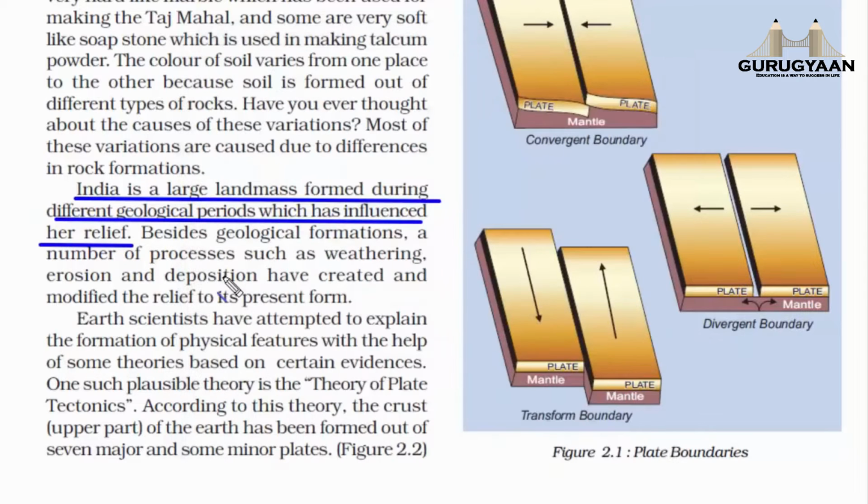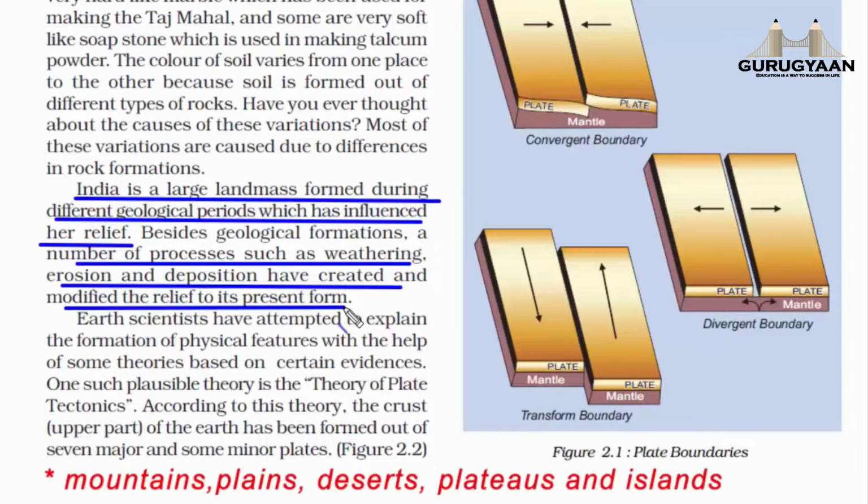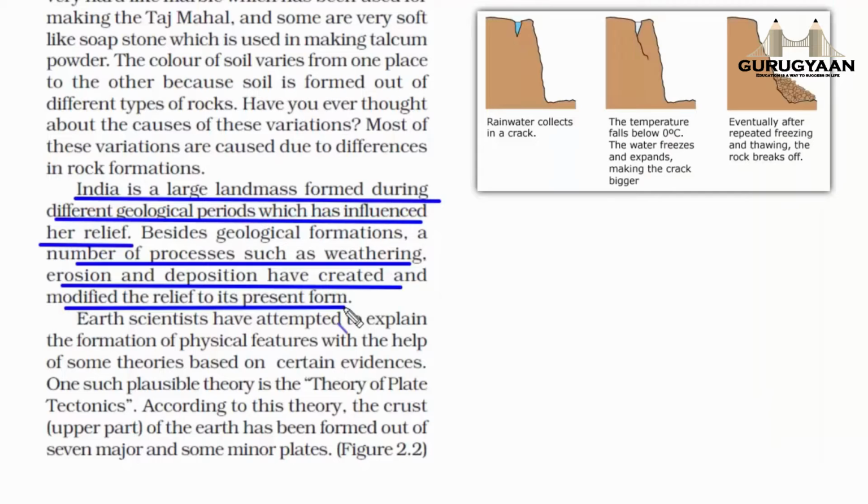Now with this kind of massive formations, a number of processes such as weathering, erosion and deposition have created and modified the relief to its present form. By relief, I mean the 5 physical features that we spoke about in the beginning. By weathering we mean change of texture or appearance of soil or rocks over a long period of time. It can be due to running water, wind activity, glaciers, etc.